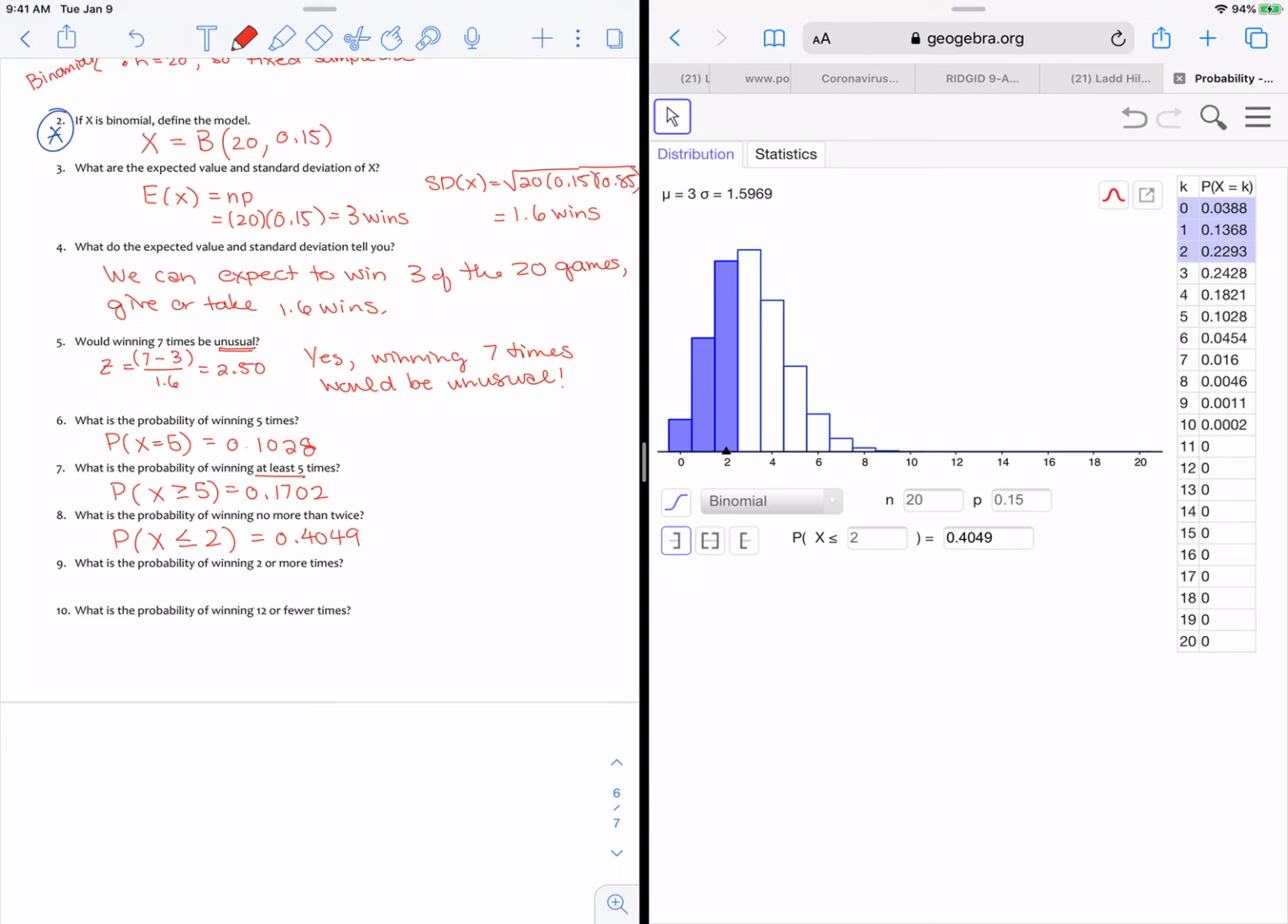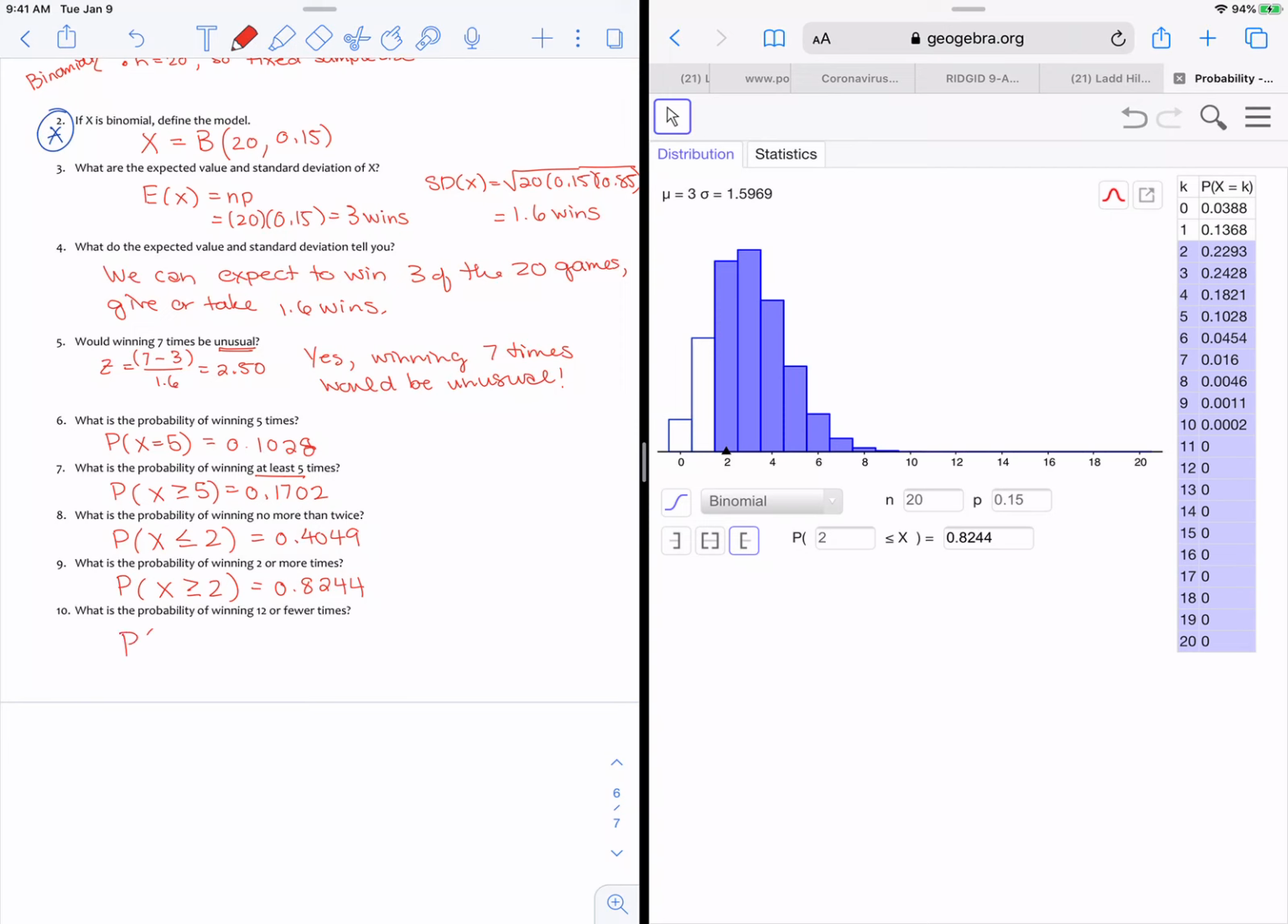What is the probability of winning 2 or more? So probability that x is greater than or equal to 2. Okay, so I want greater than. X is greater than or equal to 2 is already typed in. I can see the shading on the right. I can see the picture shading it appropriately to the greater than direction. So that is going to be 0.8244.